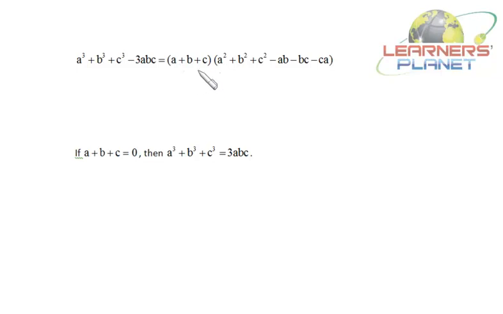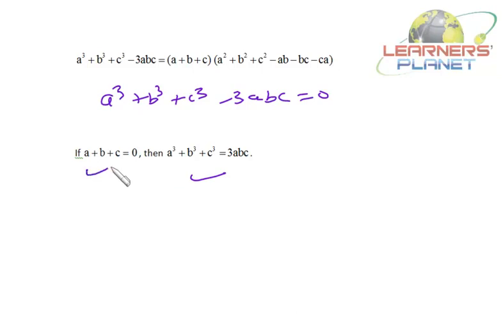So if a+b+c is 0, the entire right hand side will be 0. In that case, we are left with a^3 + b^3 + c^3 - 3abc as 0. That means a^3 + b^3 + c^3 will be 3abc if a+b+c is equal to 0. Okay friends, this formula can be used various times in various questions. We'll be covering the same in our problem solving sessions. Let's discuss the next formula.